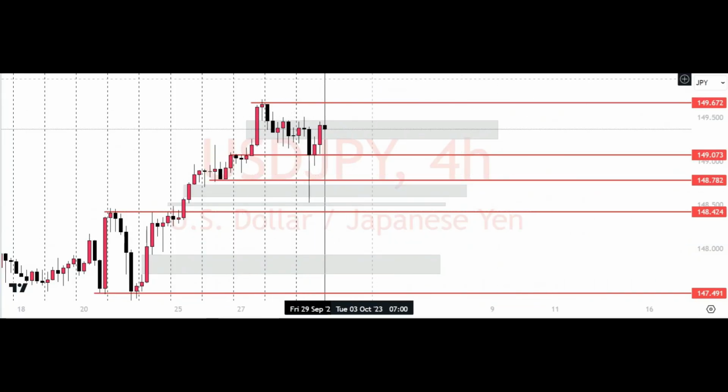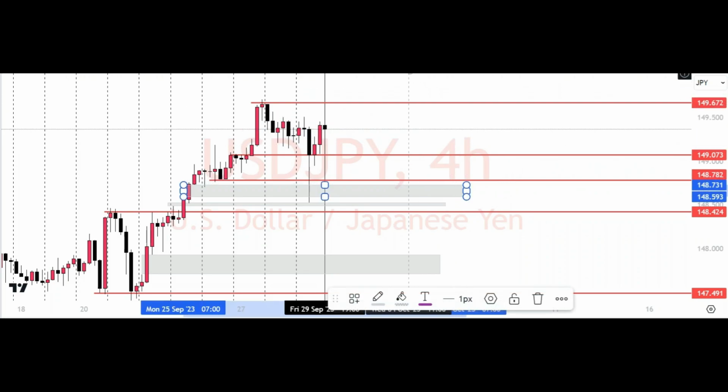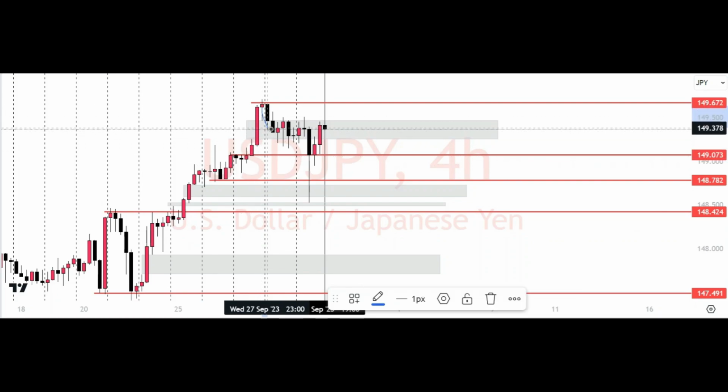There are certain fair value gaps that are invalid, right? Such as this one, invalid. This one, invalid. Maybe let's talk about why they are invalid. It's invalid because market came back in to fill this one, right? So that's what makes that one invalid. Then the market also goes down to this one, invalid. Okay, this one not so much.